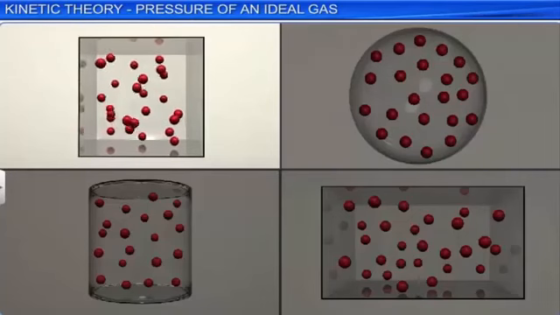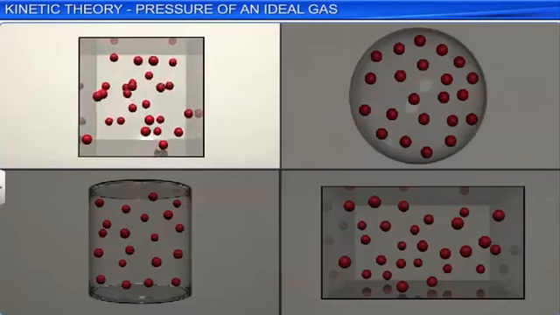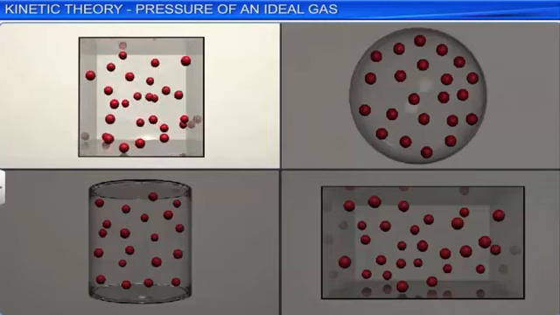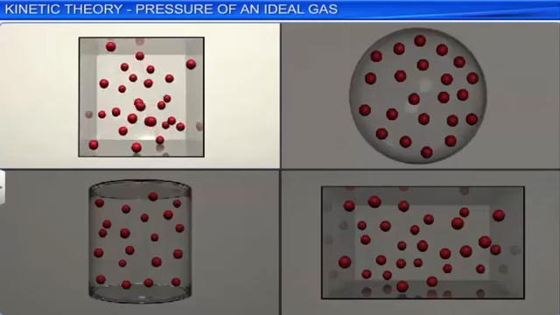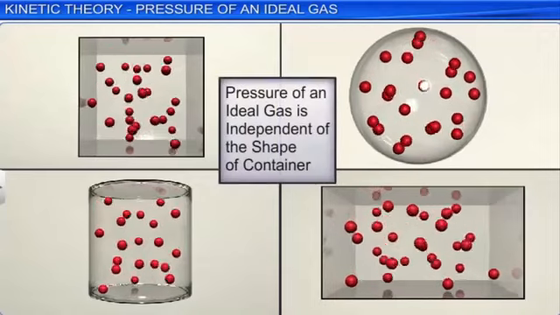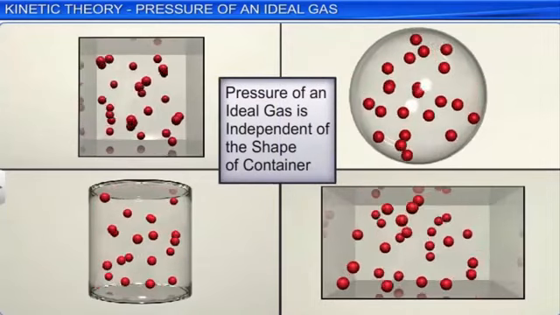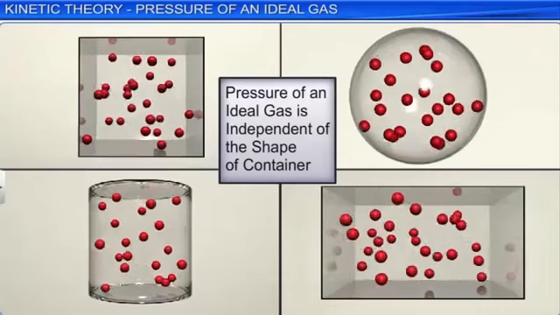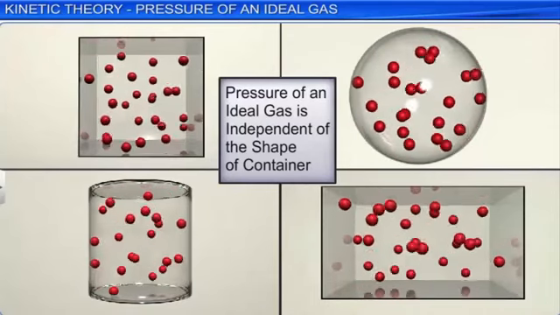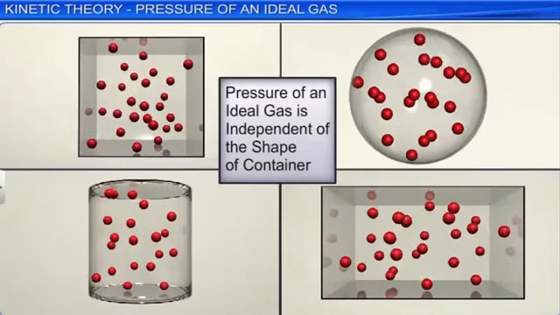The expression for pressure exerted by a gas has been calculated by taking a cubical container. The expression is true for a container of any shape, because in the final expression, the terms representing the area A and time delta T are not present.